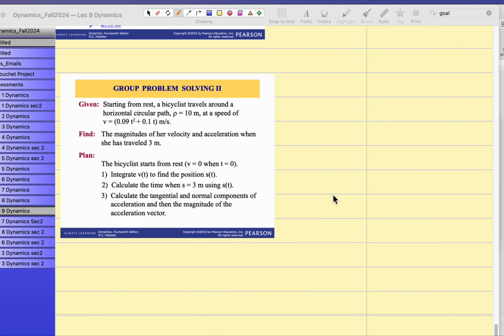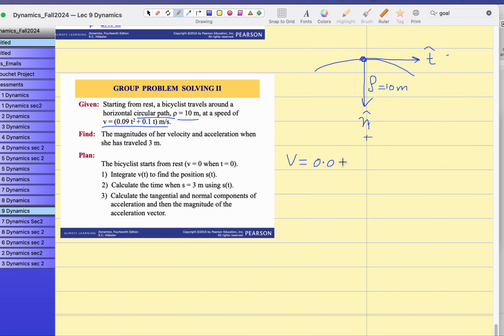Starting from rest, a bicyclist travels around a horizontal circular path. So maybe this is the horizontal circular path, this is the tangent, and this is the normal. As you know, this is the concave side, so the normal is somewhere here. The radius of curvature has been given as 10 meters, and the speed is a function of time. The tangential speed is defined by this expression.